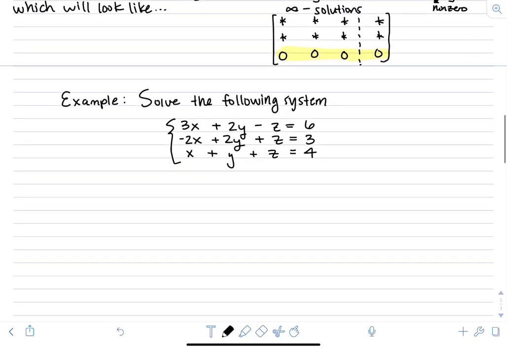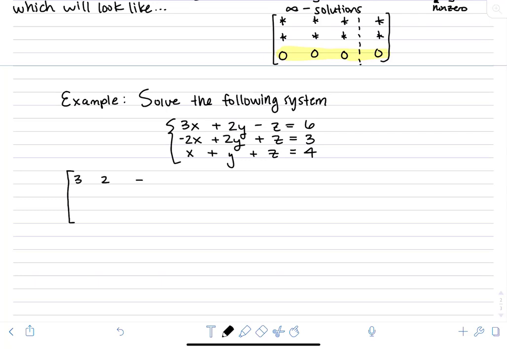So let's start this process by writing our augmented matrix. So I have 3, 2, negative 1, 6, negative 2, 2, 1, 3, 1, 1, 1, 4. Okay, just make sure that we copied that down right. You'd be amazed at how many times the mistake is in the very first step, copying things down.